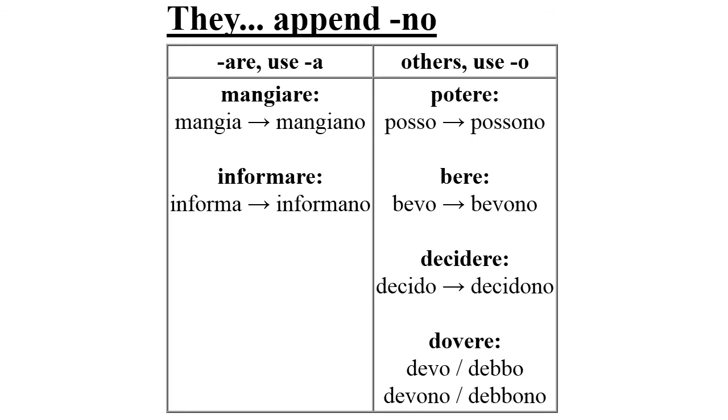Bere is quite irregular. I use bevo, meaning I drink, and change it to bevono, meaning they drink. From decidere, we have decido, which changes to decidono. Dovere has two irregular forms, the more common devo, as in quanto le devo, which means how much do I owe you, and debbo. But this technique still works with either one, so I can use either devono or debbono.